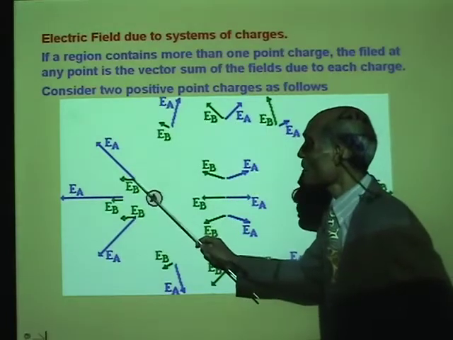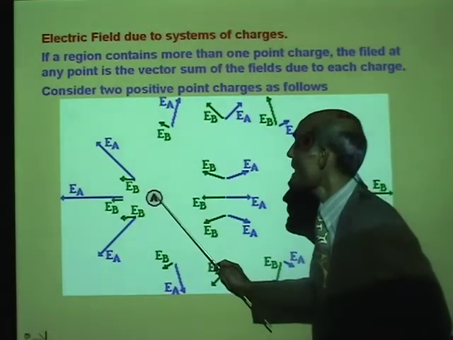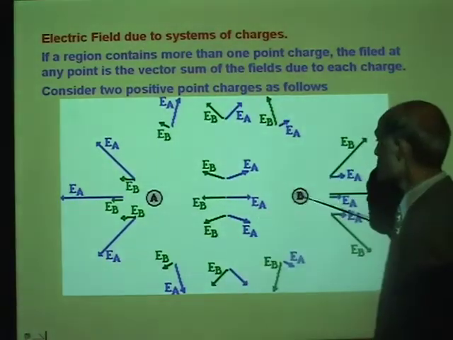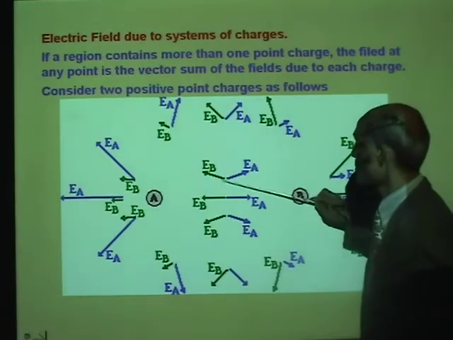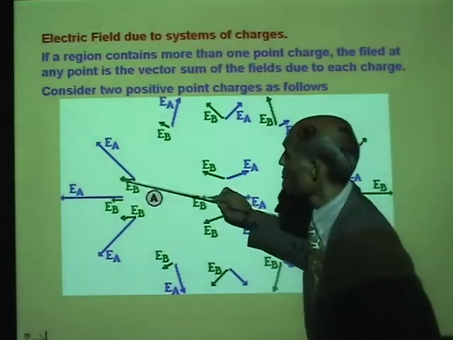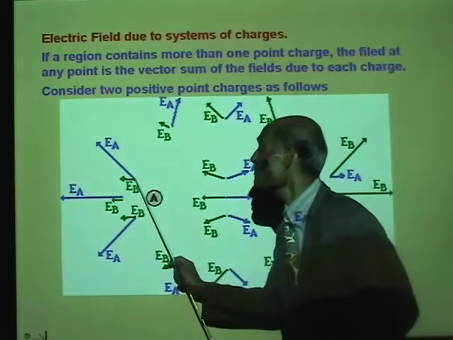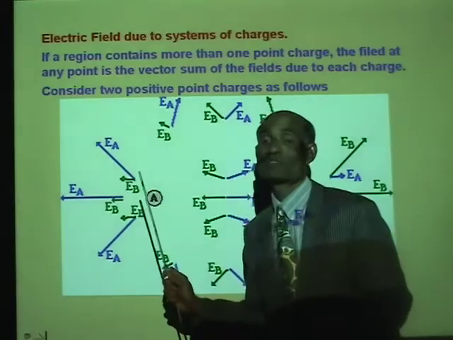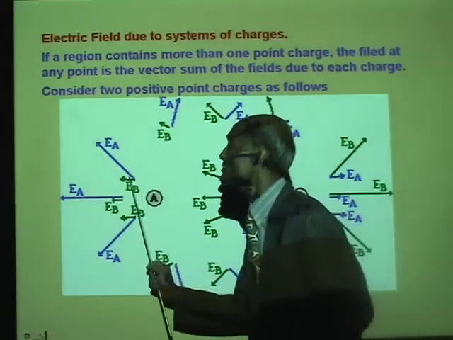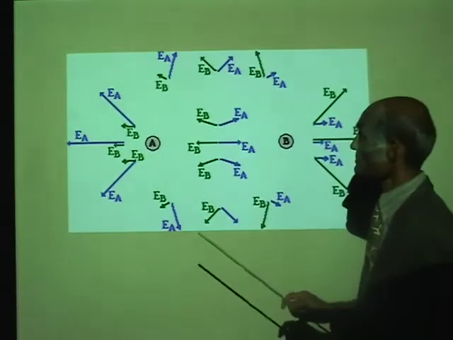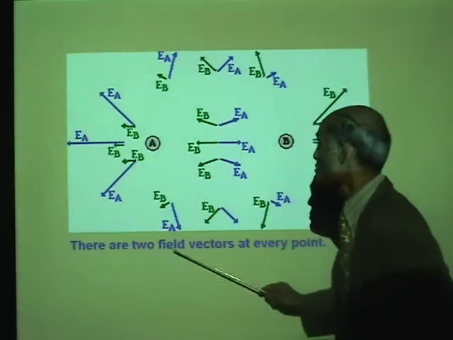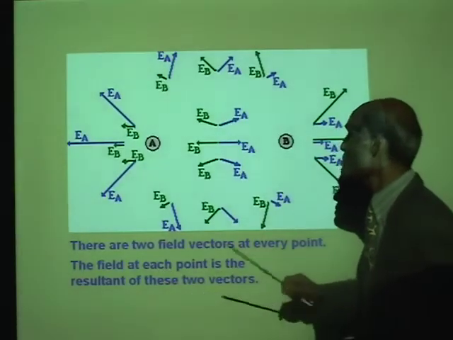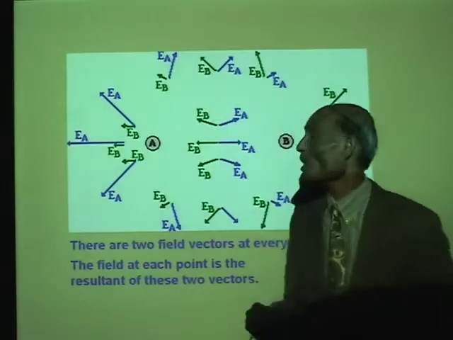In the same way, if you look at this point, the field due to A is directed away from A. And the field due to B, if I draw a line away from B, look at that. That is the field due to B. So the net field here will be the vector sum of these two vectors. Well, you know how to find the resultant of these vectors. Now, there are two field vectors at every point. The field at each point is the resultant of these two.